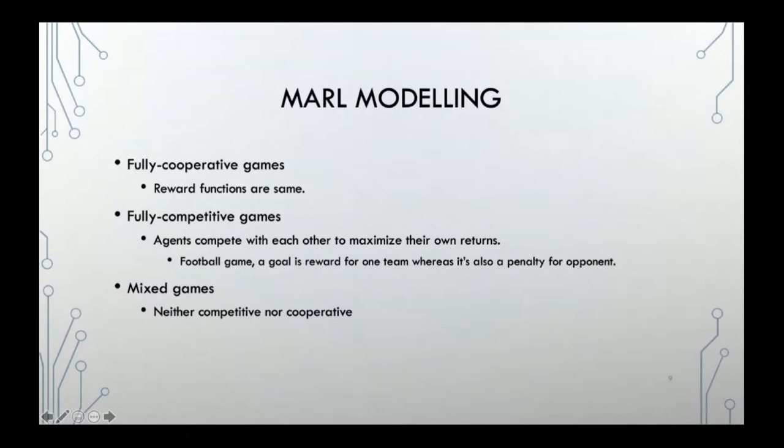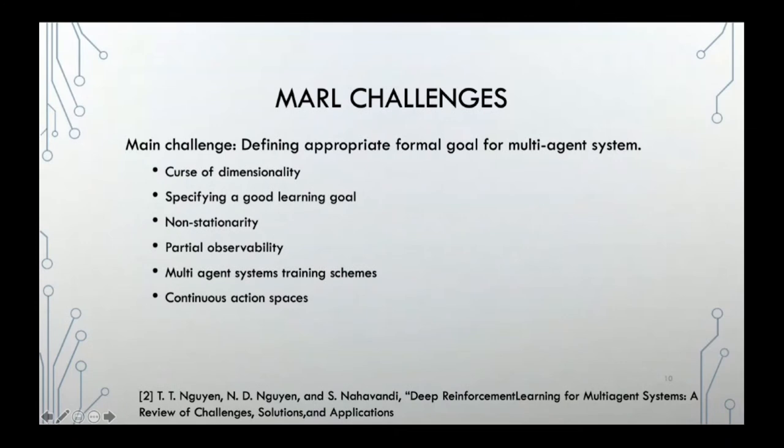There are three types of games defined in the literature for Markov games: fully cooperative, fully competitive, and mixed games. In fully cooperative games, the reward functions of all agents are the same. Therefore, all agents will get the same reward. In fully competitive games, the agents compete with each other to maximize their own returns. You can think of this as a football game. In football, a goal is a reward for one team, whereas it is also a penalty for the opponent team. Mixed games are neither competitive nor cooperative. There are no constraints imposed on the reward functions of the agents. Okay, this concludes how to model multi-agent reinforcement learning.